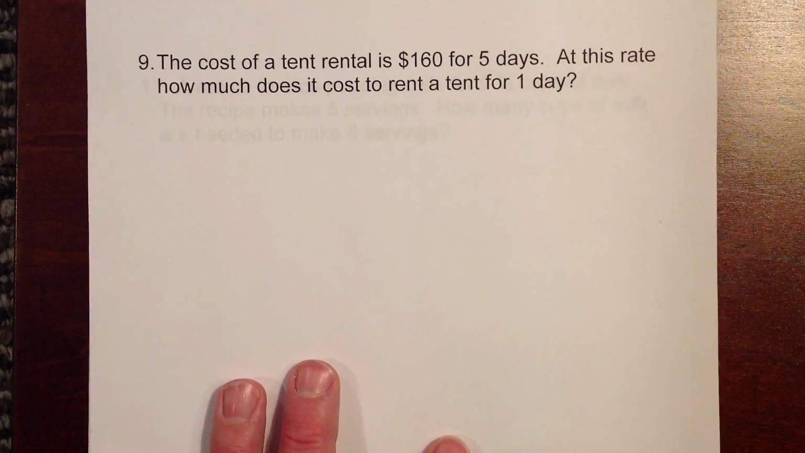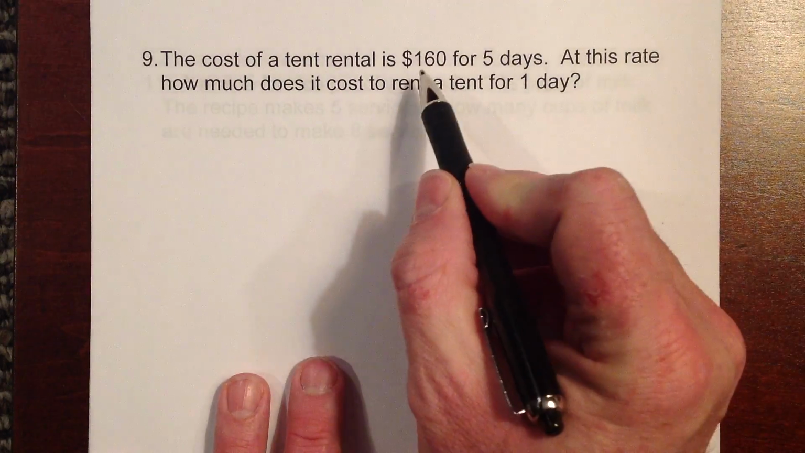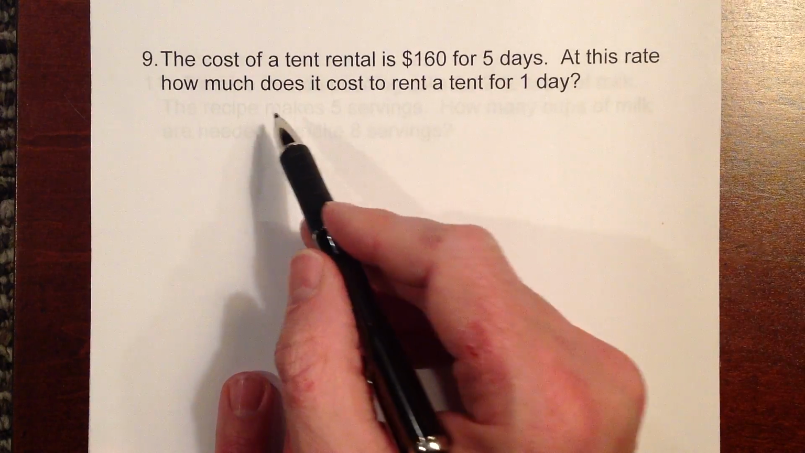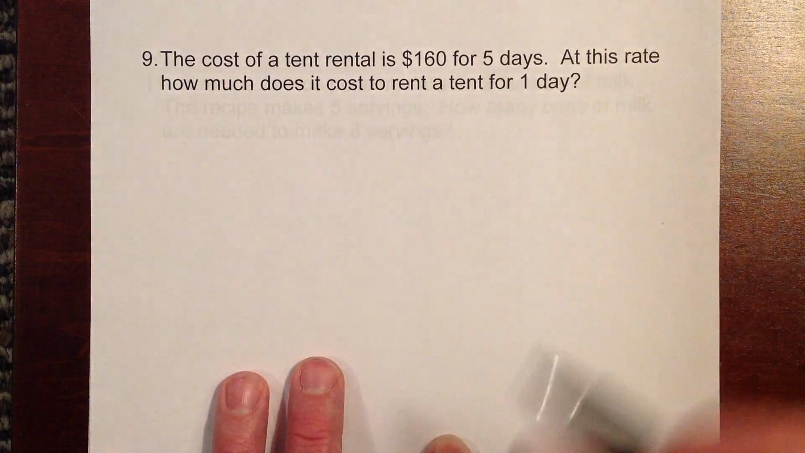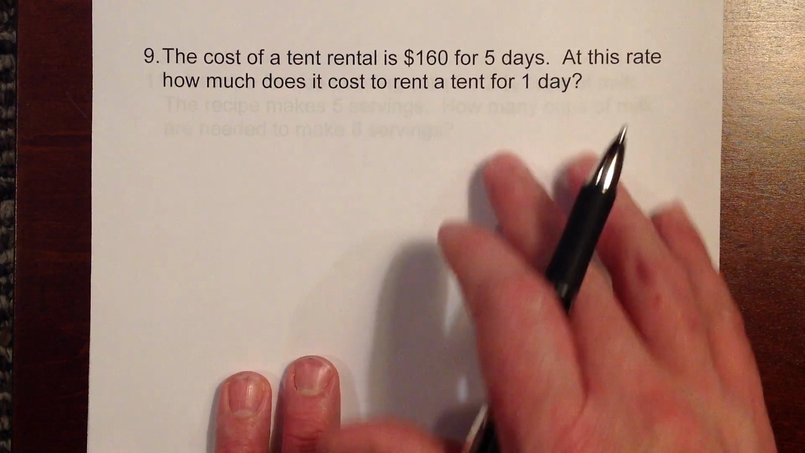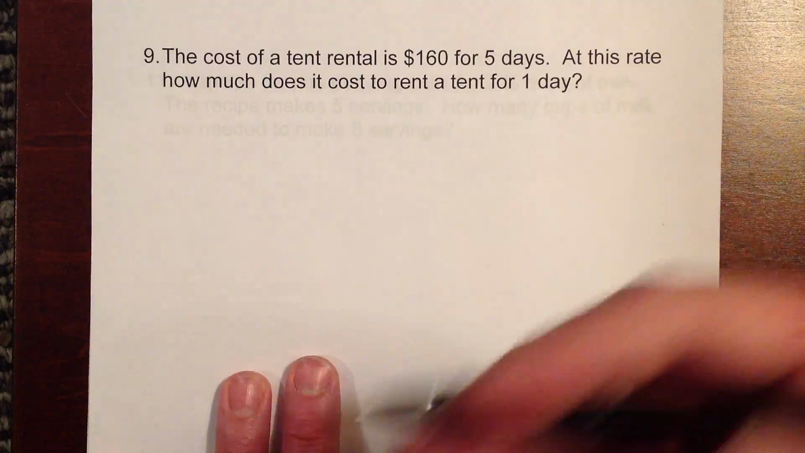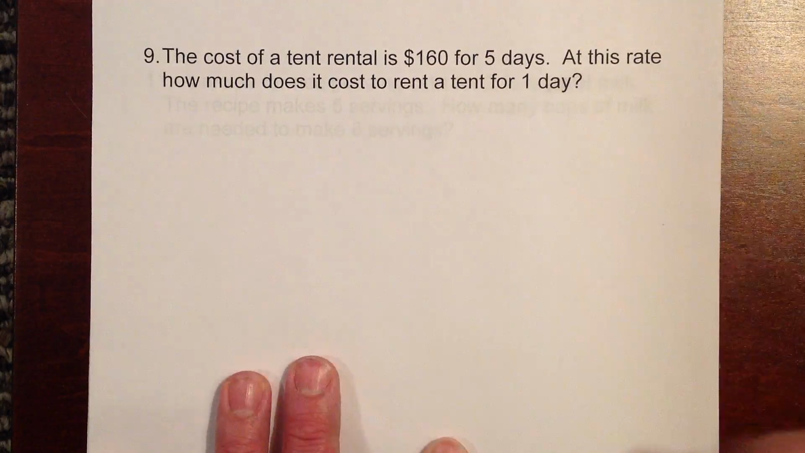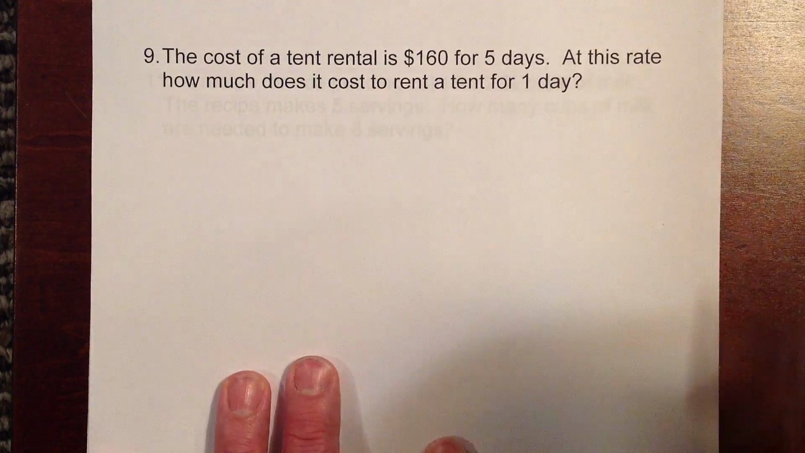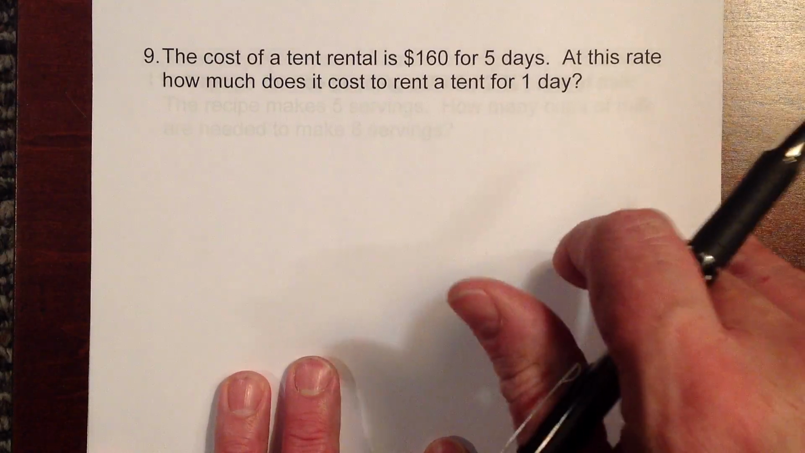Now, the cost of a tent rental is $160 for 5 days. At this rate, how much does it cost to rent it for 1 day? Well, all we need to do is find the unit rate. And then we can find out for any given different number of days. We can find out for 2 days, 3 days, 4 days, 5 days, so on and so forth. Well, first we got to find the daily rate or the unit rate.